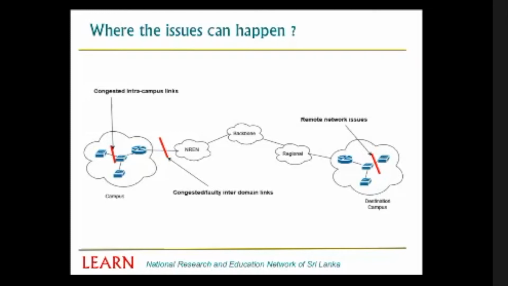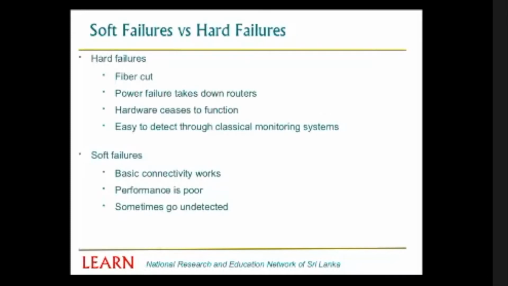So issues can happen in many locations. You can't actually monitor these things. You can only feel them, and maybe through extended troubleshooting you can find the region where the slowness happens, so you can report it to that particular network owner.